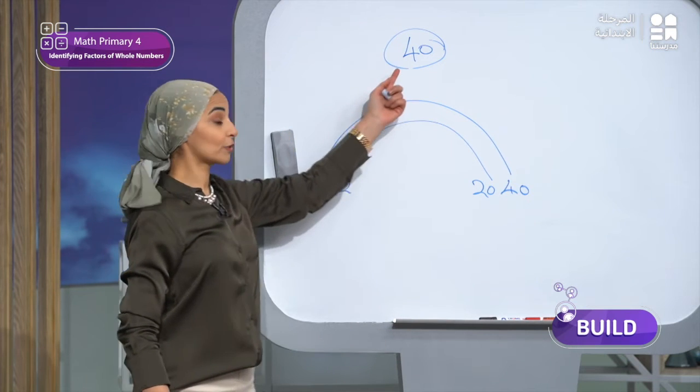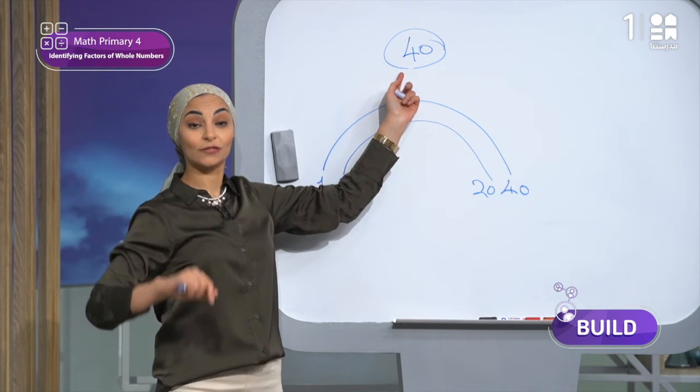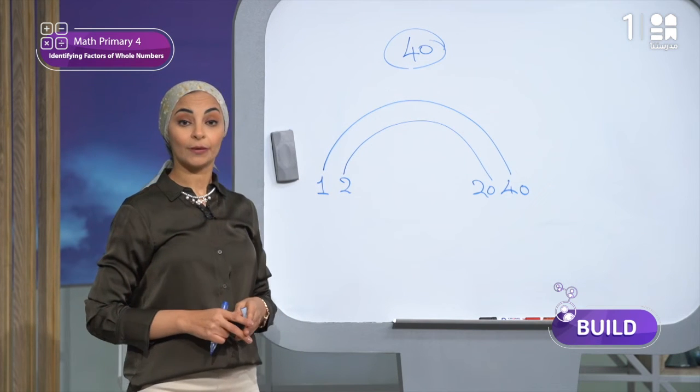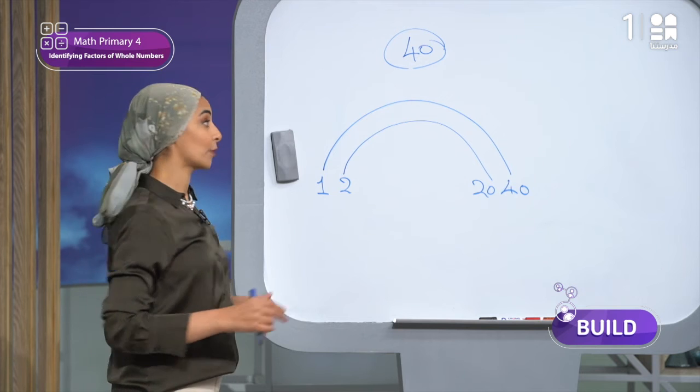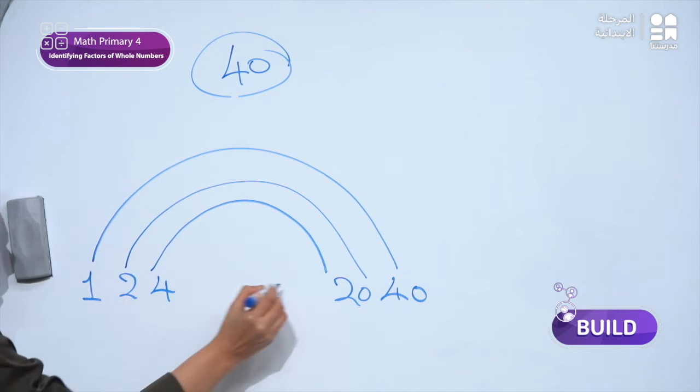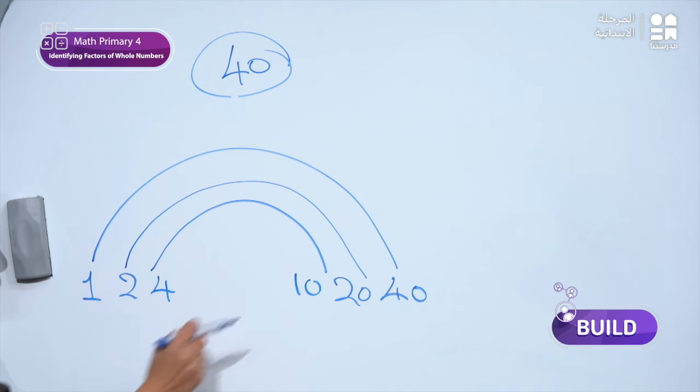Is 40 found in table 3? No, 40 is not found in table 3. Let's see table 4. Yes, 4 is found in table 4. What will I do? I will do 4 times 10. Doesn't 4 times 10 give me 40? So these are also two factors of 40.